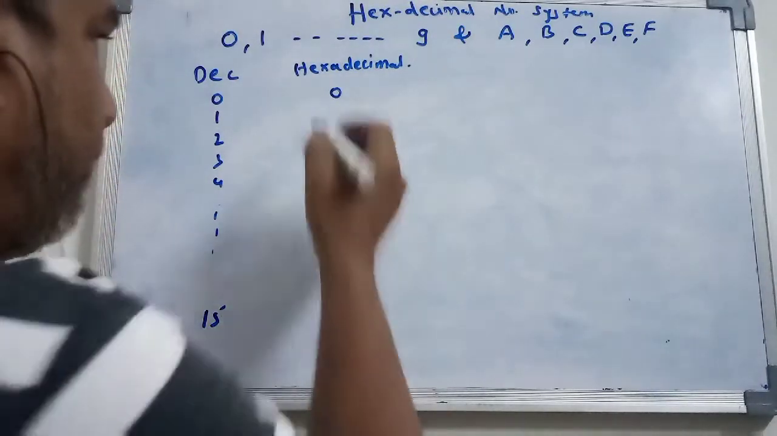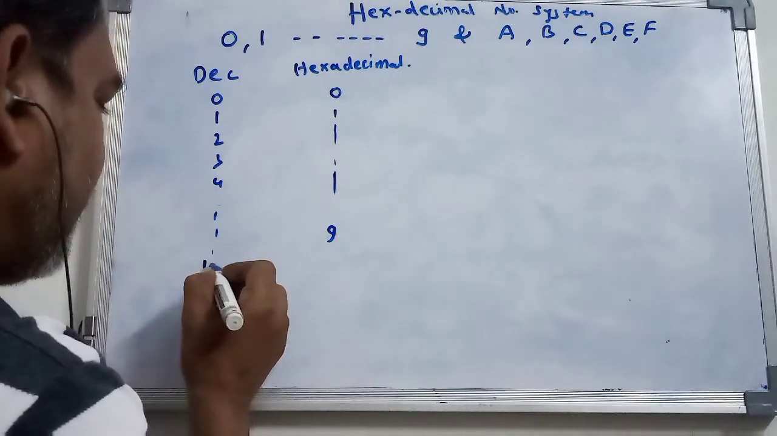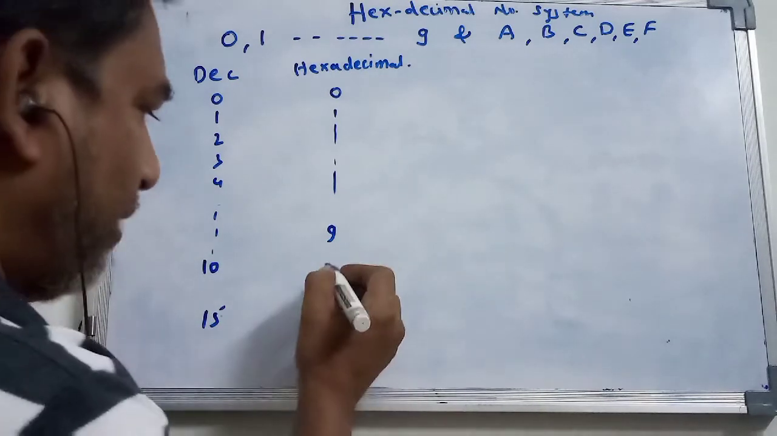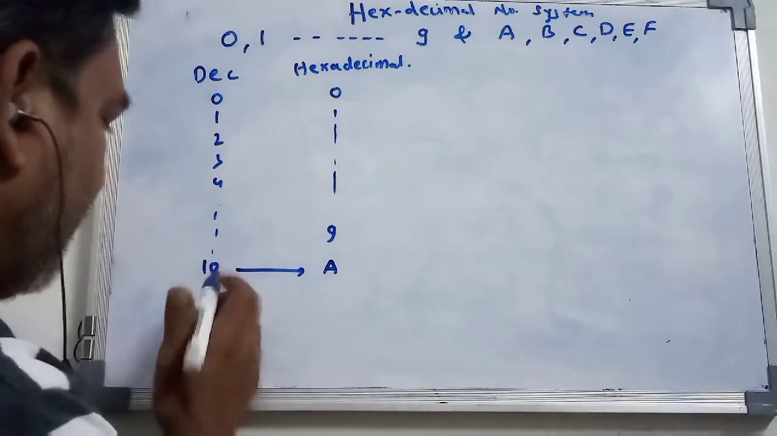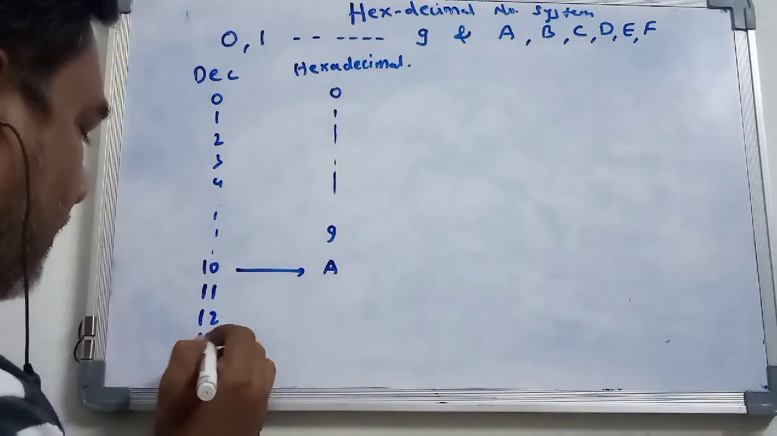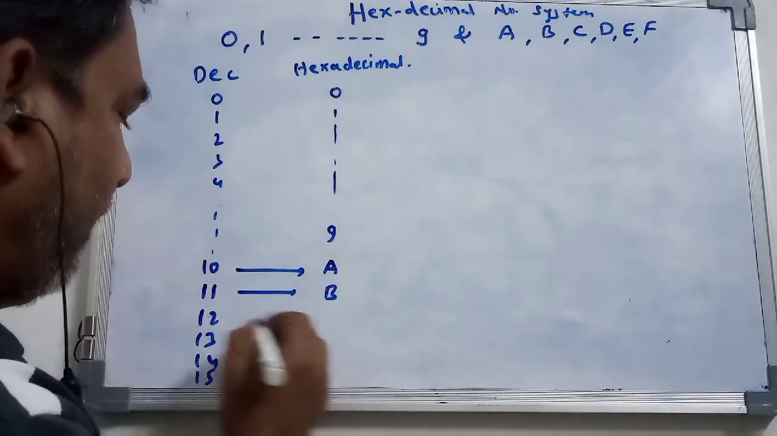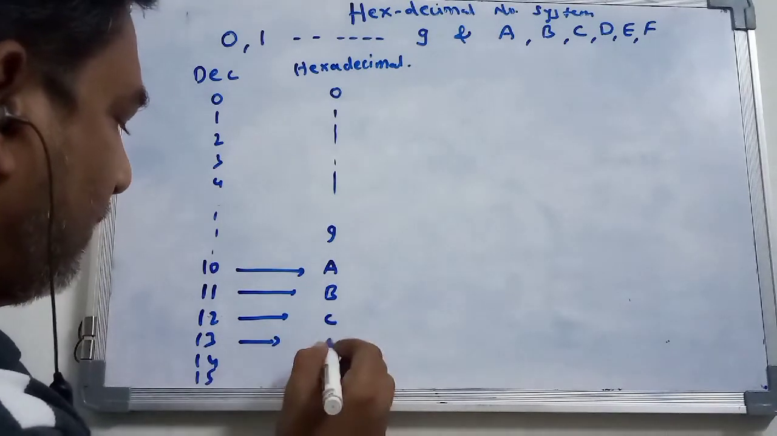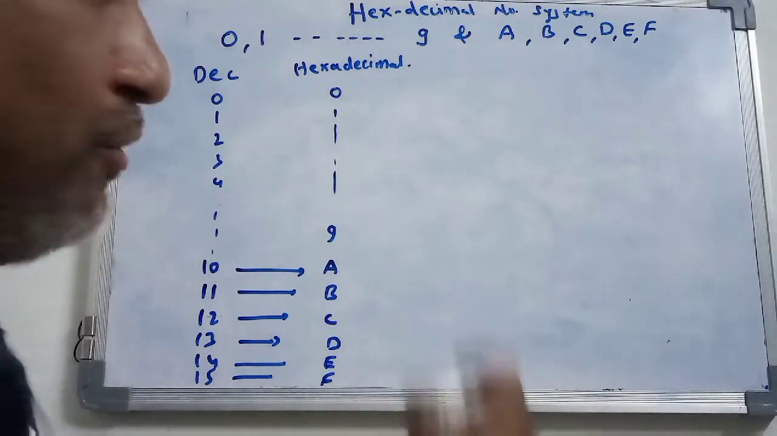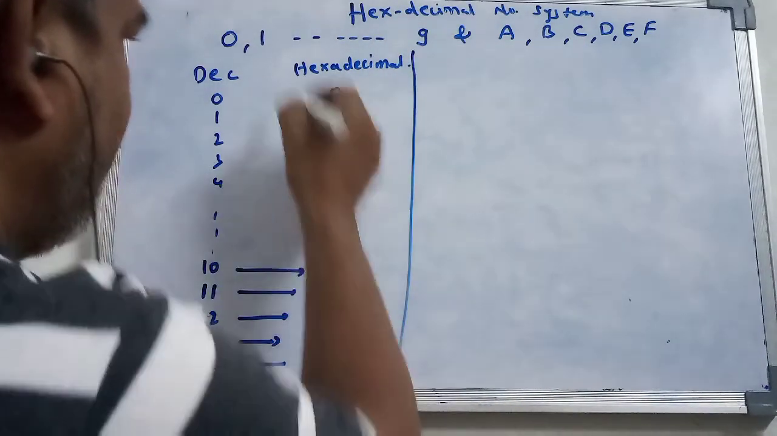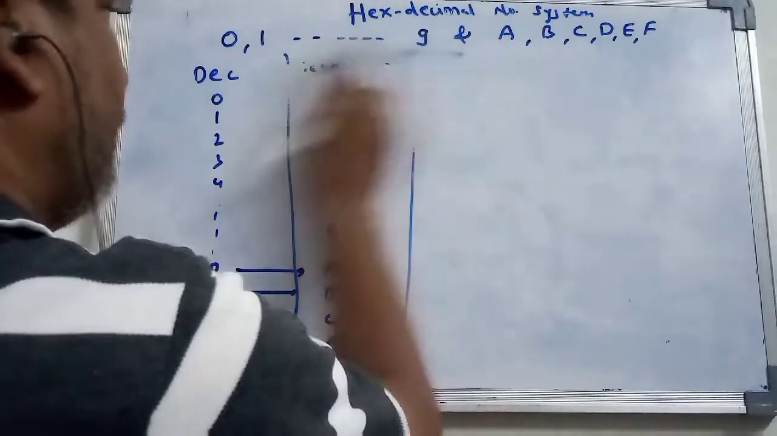The hexadecimal number has the values 0 up to 9, which are the same as decimal. But as soon as 10 in decimal arises, you write it as A. Then 11, 12, 13, 14 and 15 become B, C, D, E and F. So here you will obtain the hexadecimal number system like this.